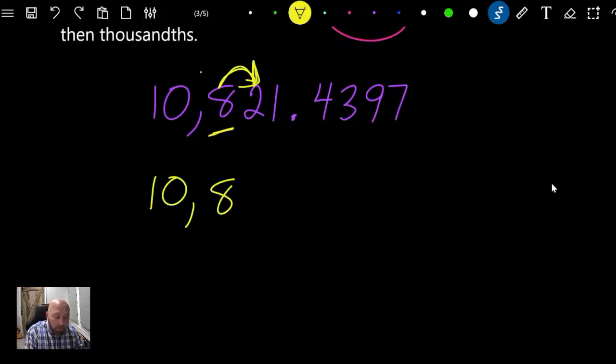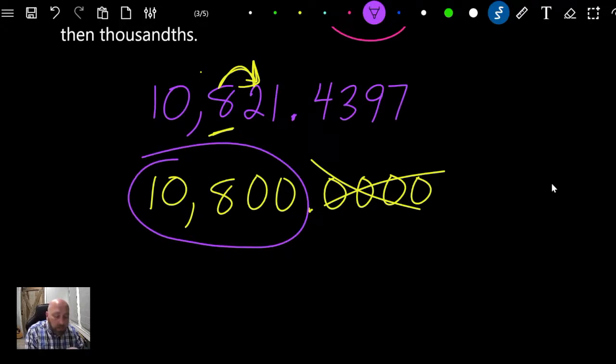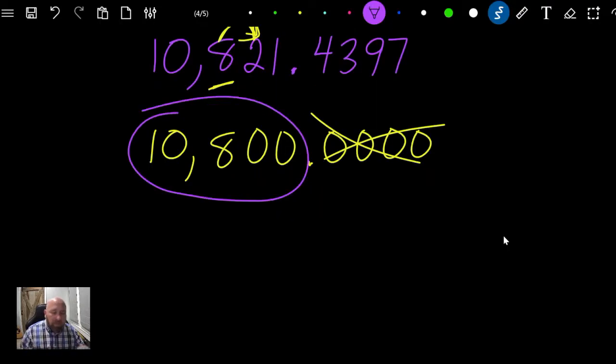Okay. So the 2 becomes a 0. The 1 becomes a 0. The decimal can stay there. And then we have 0, 0, 0, 0. Now, if you know anything about numbers, if all these numbers over here on the other side of the decimal are zeros, we don't need to write them. So our answer would actually be right here: 10,800. That is to the nearest 100.